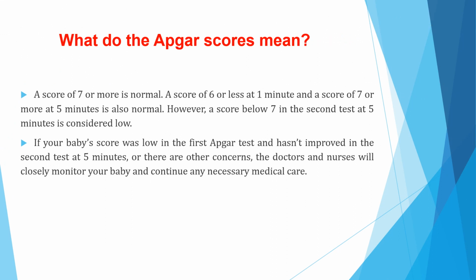What does the Apgar score mean? A score of 7 or more is normal. A score of 6 or less at 1 minute is also normal. However, a score below 7 in the second test at 5 minutes is considered low. If your baby's score was low in the first Apgar test and hasn't improved in the second test at 5 minutes, there is other concern. The doctor and nurses will closely monitor your baby and provide necessary medical care.